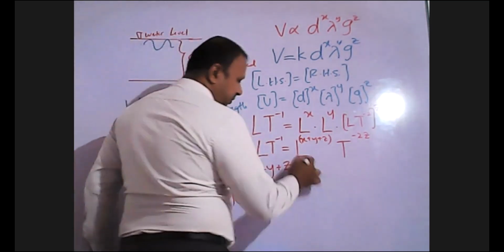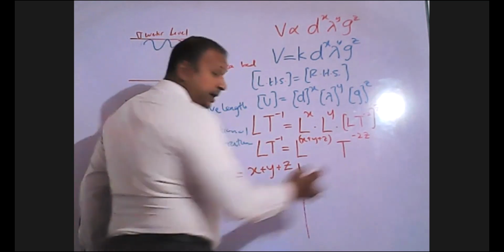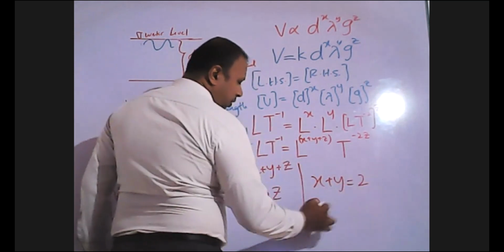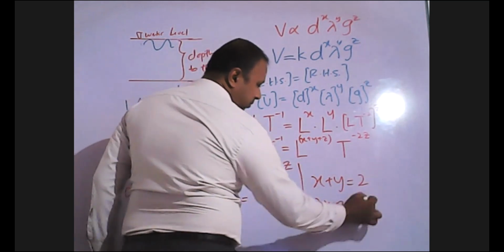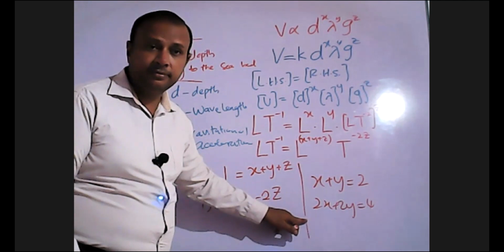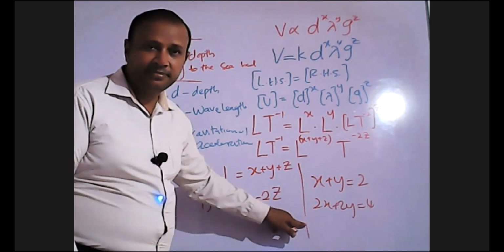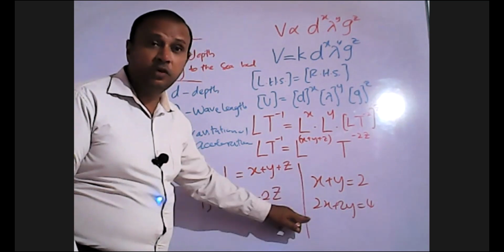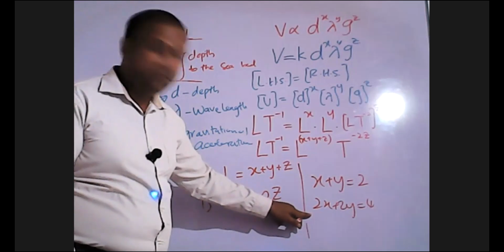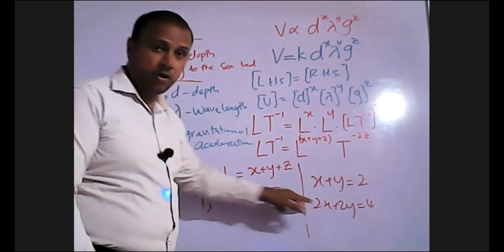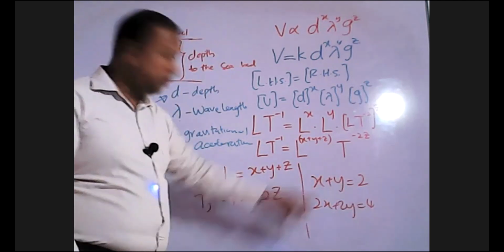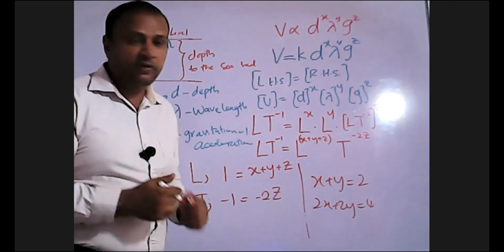Suppose there are two equations, something like this: x plus y is 2, and 2x plus 2y is 4. Are they two different equations? Although there are two equations, both are the same. x plus y is 2, so if you multiply both sides by 2, 2x plus 2y is equal to 4. So this is the same equation, not two different equations.